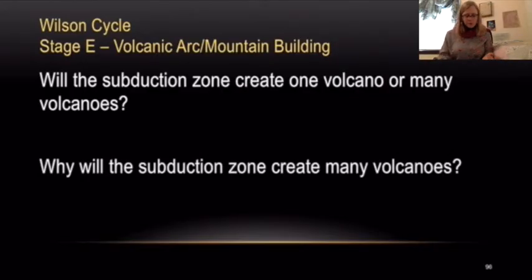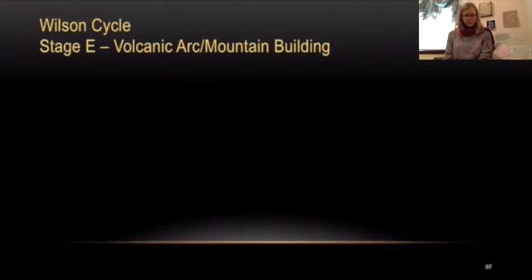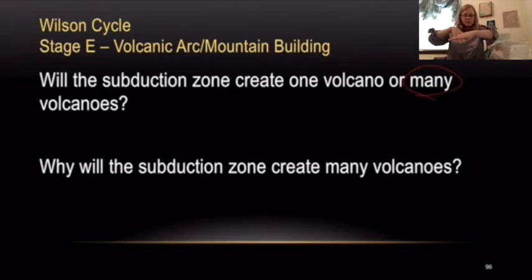Those volcanoes, so we've got multiple, many. The answer to that one is many volcanoes. Why will the subducted zone create many volcanoes? Because it's not subducting just one little piece. It's subducting a long piece under another long piece and coming up, and melted streams all along that line.